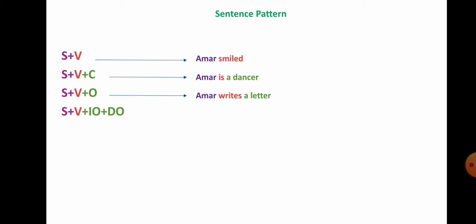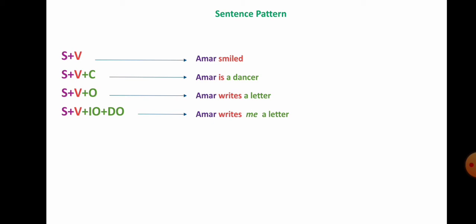The next pattern is subject, verb, indirect object and direct object. In the previous sentences we have seen only an object, but now we are going to elaborate on an indirect object and a direct object. A direct object answers the question what, whereas an indirect object answers the question whom. Let's see an example. Amar writes me a letter. Amar writes what? A letter.